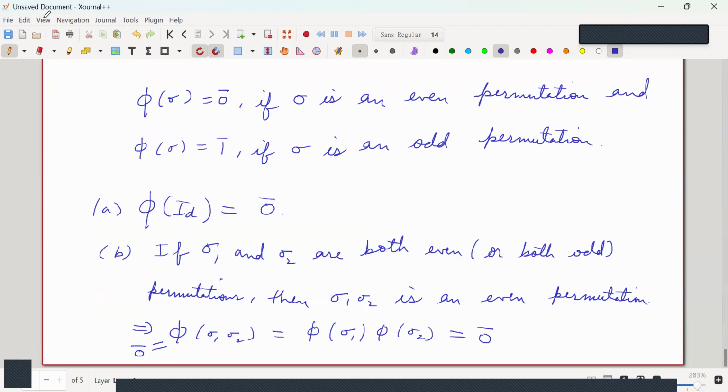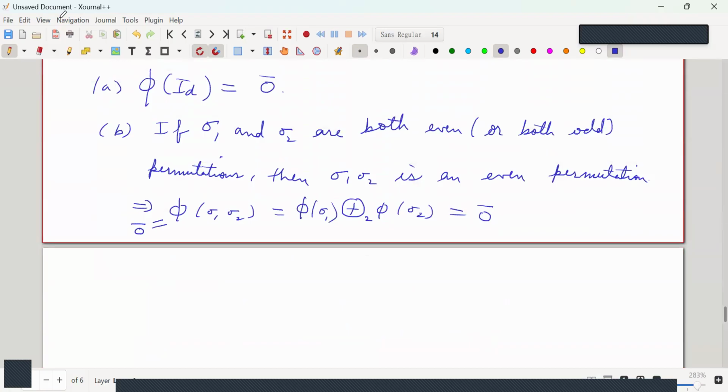Because if they are both odd, then this will be both 1 bar. 1 bar plus 1 bar is the same as... so I should not write it like a product. I should write it with the notation of addition modulo 2, right? That's the operation here. So if both are odd, then this will be 1 bar plus 1 bar, which is 0 bar. If both are even, again this will be 0 bar, right?